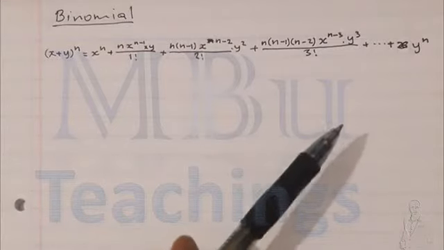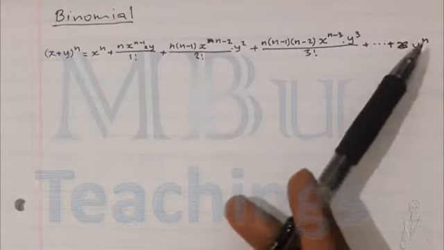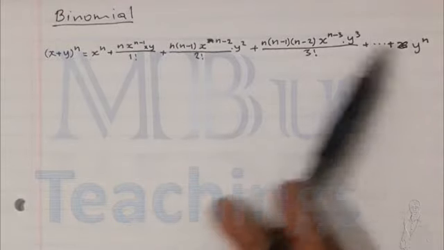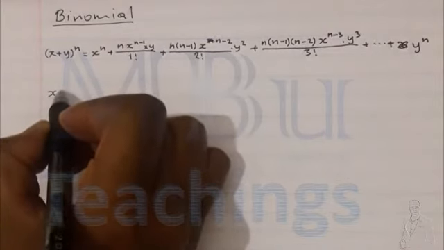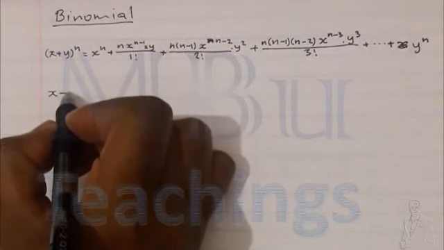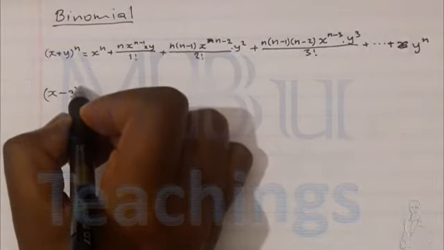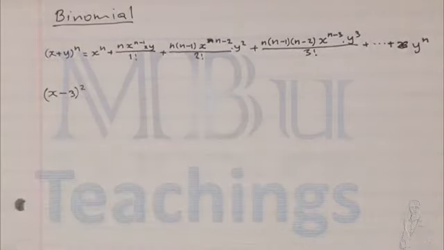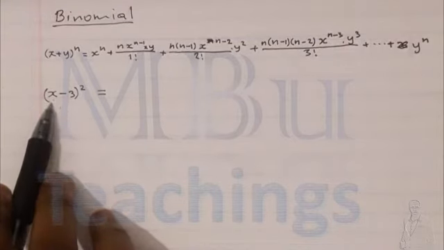Now the last term is possible only when we have our exponent as integers, like in this example: x minus 3 squared or cubed. Let me just say squared. I'm sure we know the answer for a perfect square.